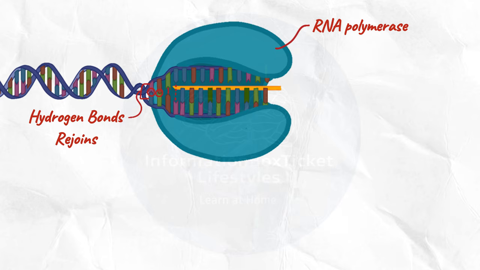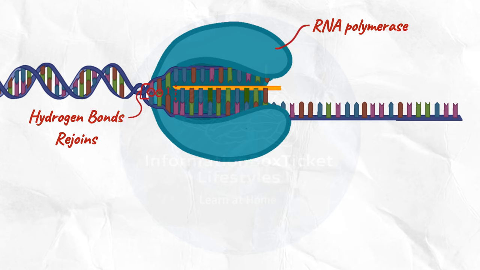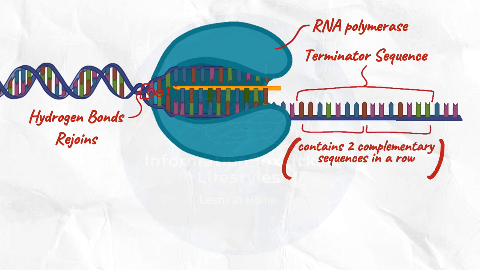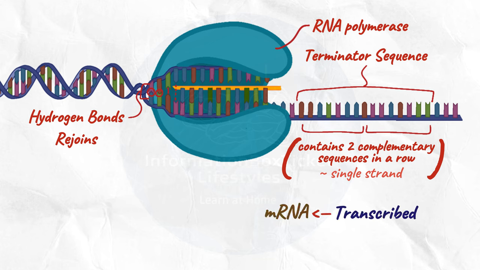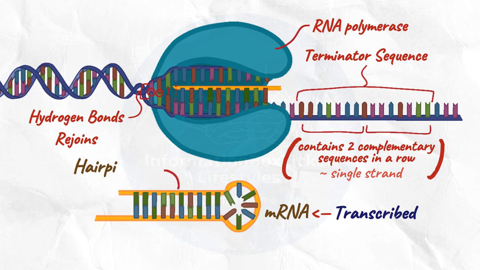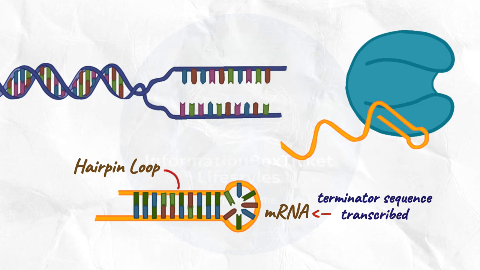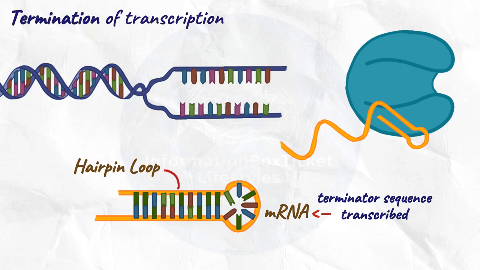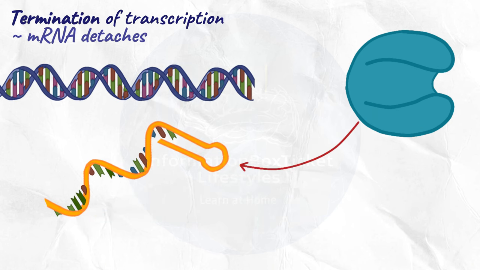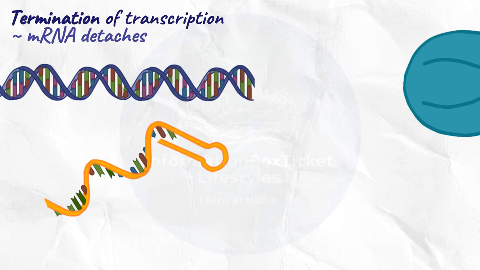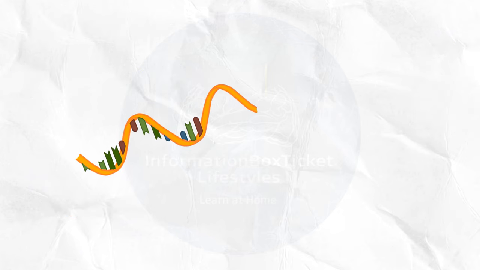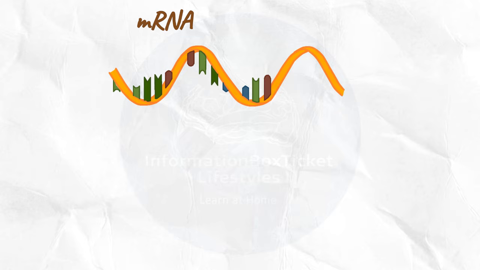RNA polymerase eventually reaches a certain sequence known as the terminator. The terminator sequence consists of two complementary sequences in a row on a single strand. When they are transcribed into mRNA, the newly generated sequences bind with each other, forming a hairpin loop, which causes the RNA polymerase to detach from the DNA strand by simply pulling it off. This results in transcription termination, which occurs when mRNA detaches from the enzyme, DNA closes, and RNA polymerase moves on to transcribe another gene. However, the mRNA is still incomplete and has to be modified.